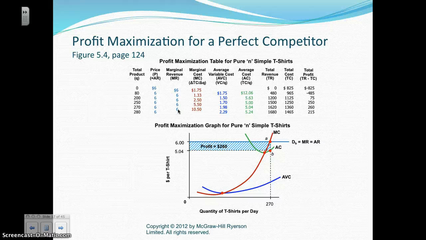and marginal cost at 6 is 10.5. Marginal cost. So the average variable cost being 1.98, and the average cost being, so total revenue here, total cost, total profit.